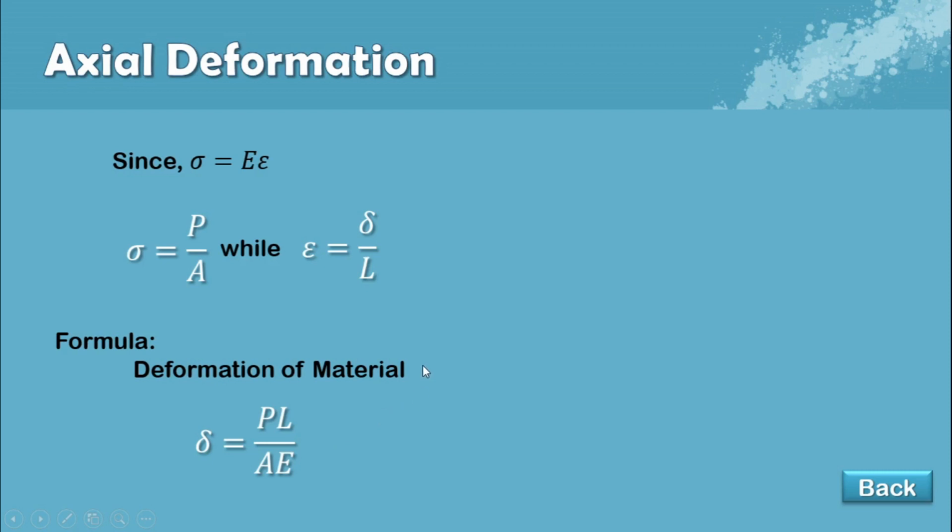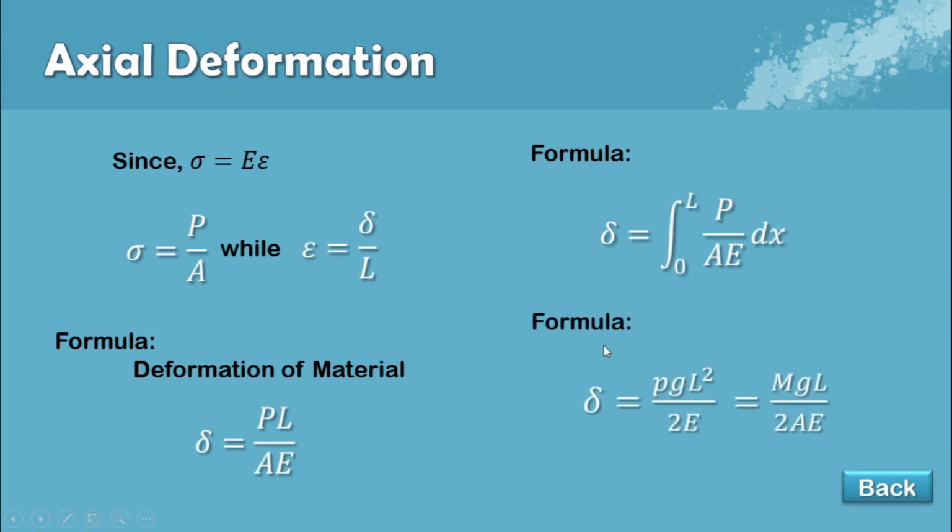There are 3 conditions in using this formula. The bar must have a uniform cross-sectional area, the load must be axial, and the stress must not exceed the proportional limit. We also have a formula for determining the axial deformation by using integrals if the cross-section is not uniform. Another formula is for solving the total elongation due to its own weight when a unit mass is suspended vertically from one end. Total deformation is the total mass times gravity times length, over 2 times the cross-sectional area and the modulus of elasticity.